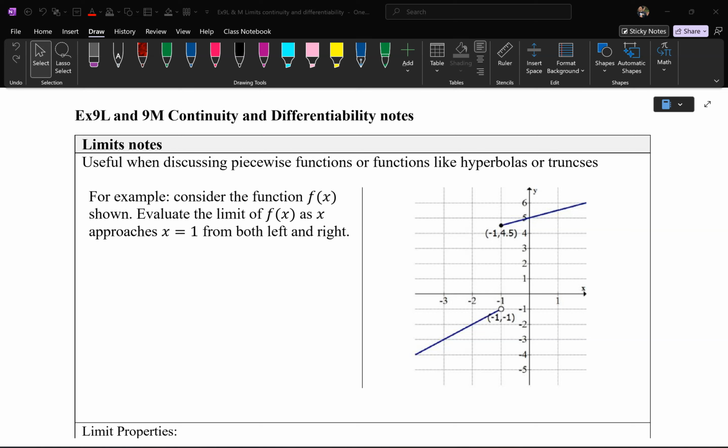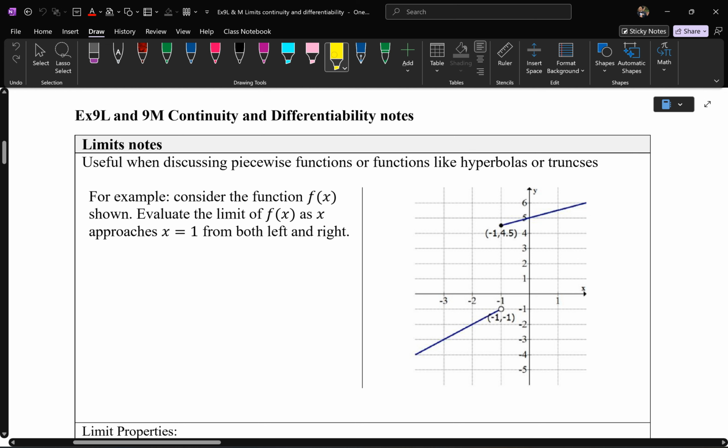Alright team, so today's lesson, exercise 9L9M, you're focusing on limits, continuity, and differentiability. The main two key concepts are simply continuity versus differentiability.